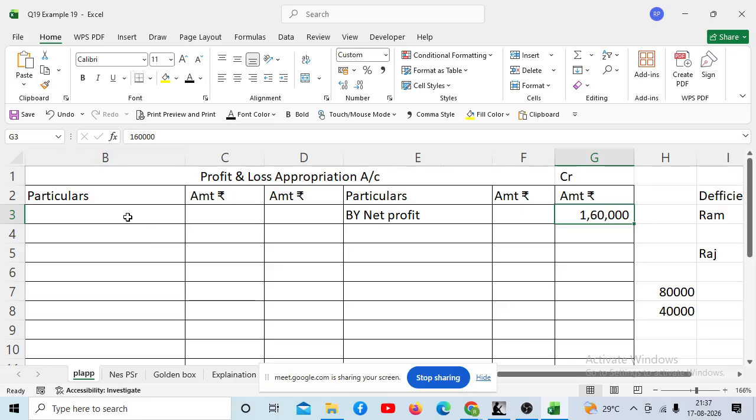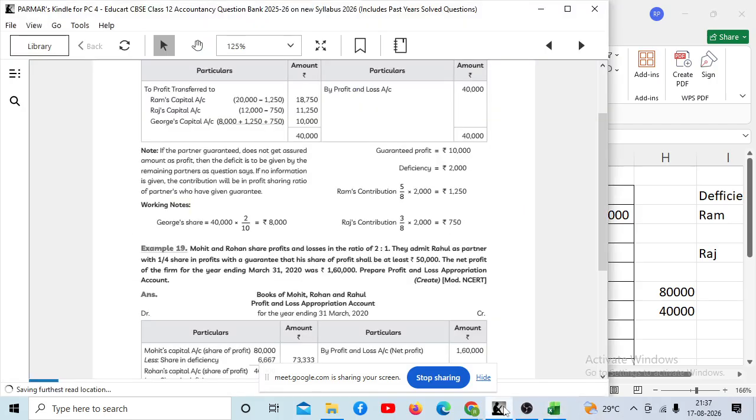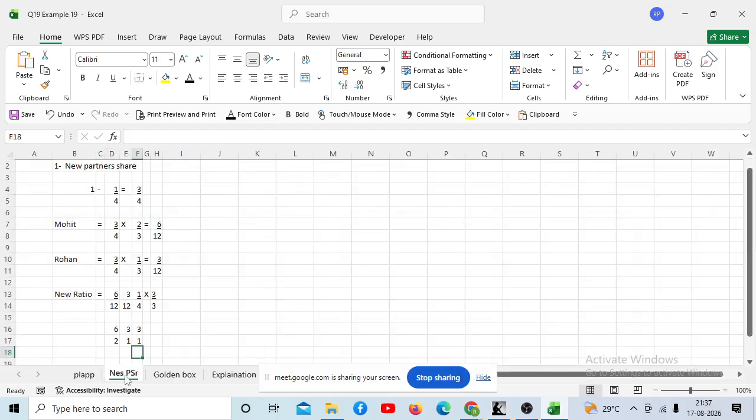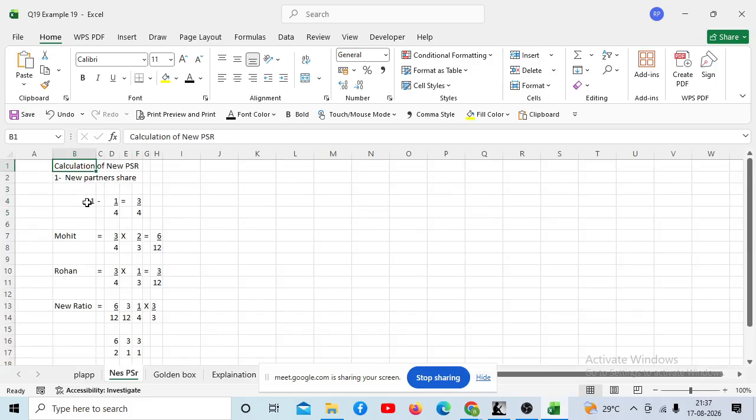Okay. And this will be distributed between the partners. Now see, in this case, since there is an admission of partner, we have to calculate the new profit sharing ratio, right? So just write the formula of how to calculate the new profit sharing ratio. Prepare this working note called calculation of new profit sharing ratio.